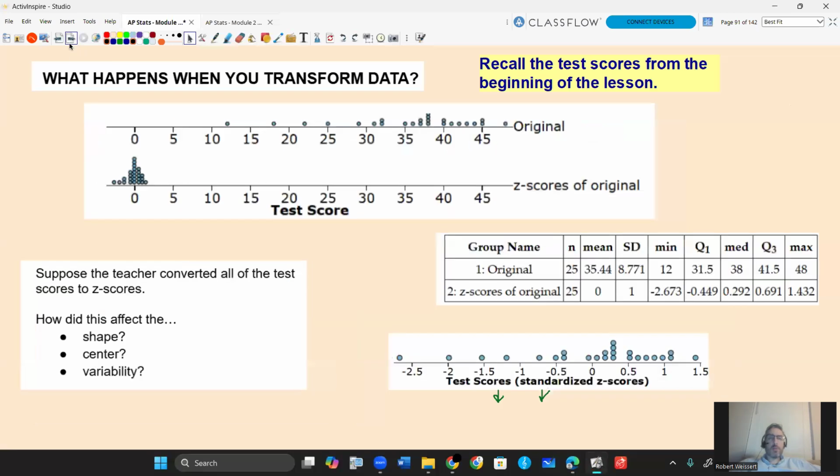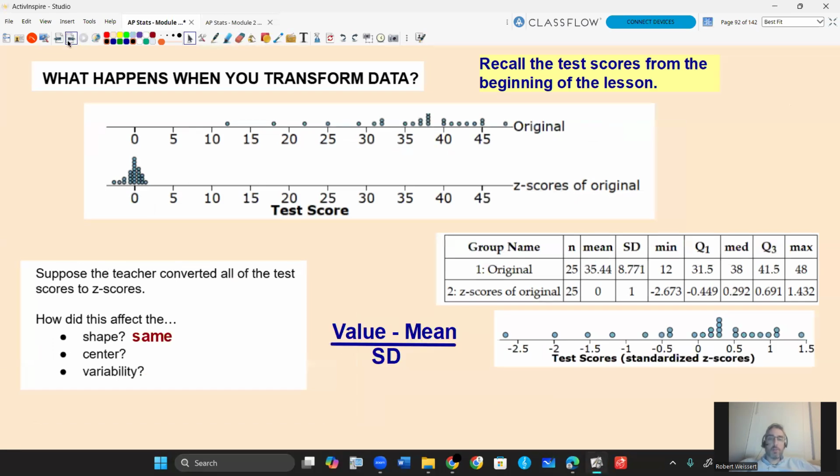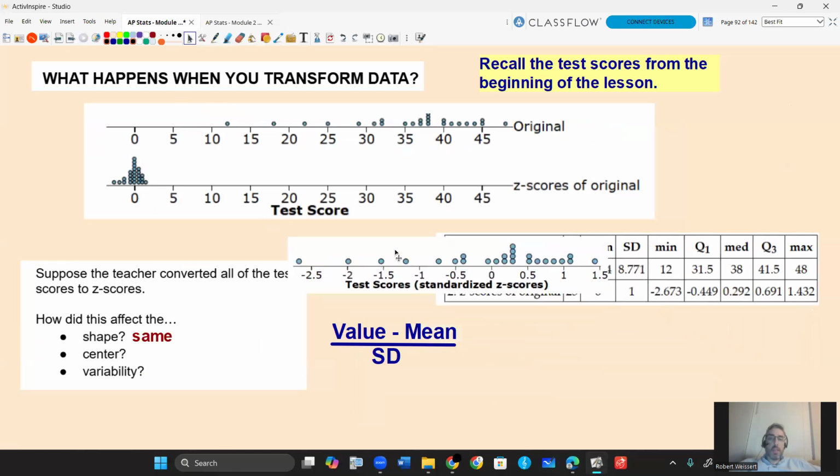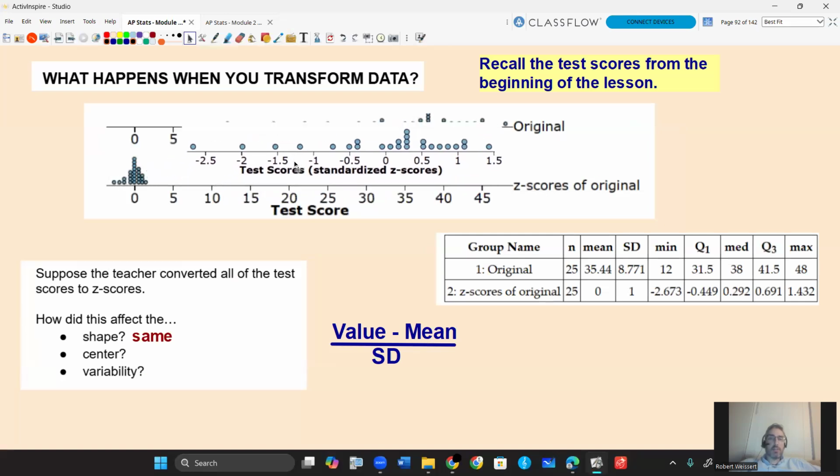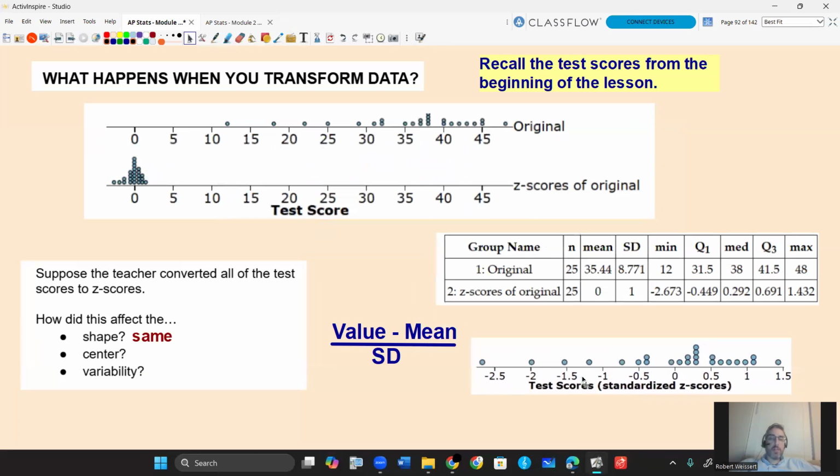And lastly, what happens when I do a z-score? So with z-scores, if I were to convert all my grades to a z-score, look at my original. And remember, z-score is value minus mean divided by standard deviation. Now, is that going to change the shape? Well, over here, it looks like the shape's really kind of smushed together, so it's kind of hard to tell. But if we rescale that so that my numbers are counting by less, it's actually the same distribution. So the shape's going to be the same.